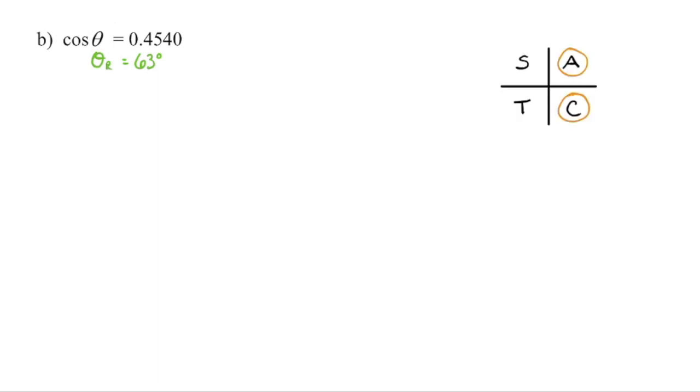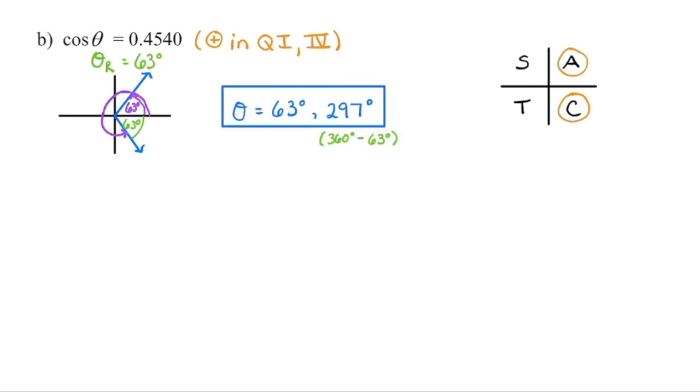So we're going to use our CAST rule, and we can see that we have a positive ratio. Cosine is positive in quadrants 1 and 4. So we can go ahead and draw a sketch now. In quadrant 1, that angle of rotation is just my reference angle, and then in quadrant 4, you can see that if we go around here, we're short of that 360-degree full circle. So we can get the measure of that angle there.